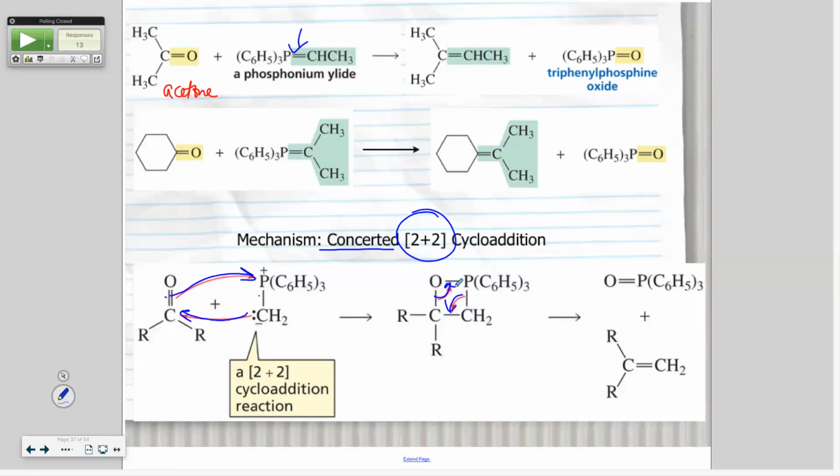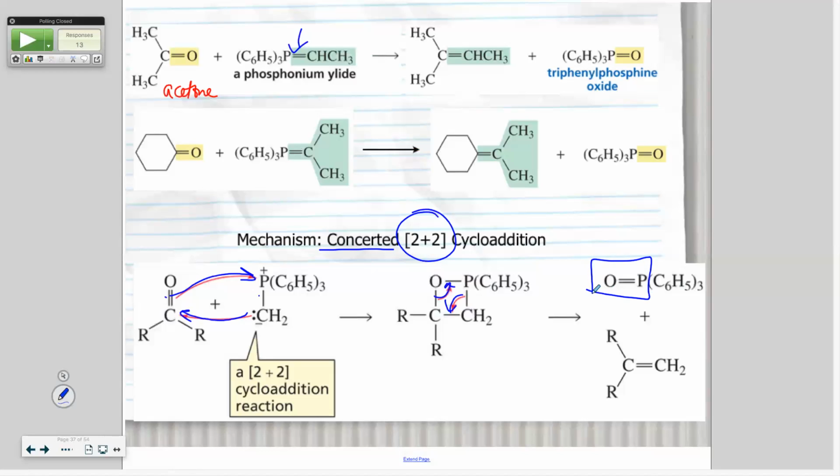So this is your nice stable bond, and those can easily be separated from the other thing. So the overall mechanism is going to be 2 steps. One step is going to be the 2+2 cycloaddition, and the next step is it falling apart. Don't worry about the mechanism to make the ylide, the Wittig reagent. All right, you got it?